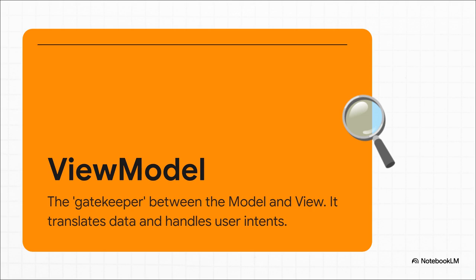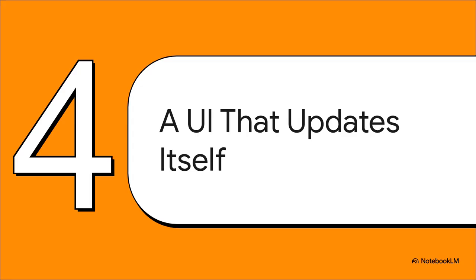And when you, the user, tap something on the view, that intent goes to the view model. The view model then figures out what to do and tells the model to update itself. It's this middleman that makes the whole system work so cleanly. Okay, so having this clean setup enables one of SwiftUI's coolest tricks, a user interface that literally updates itself.